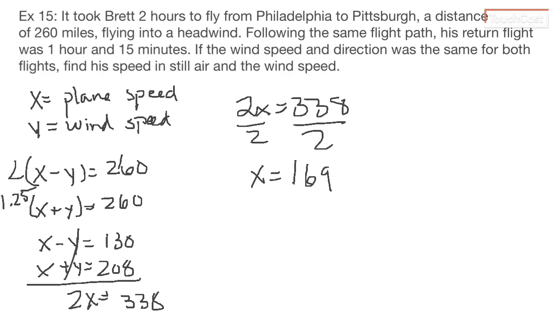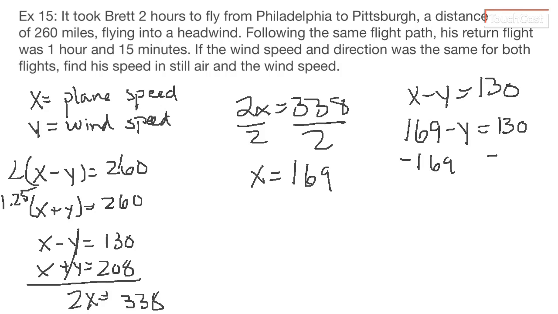So, I'm going to say, we know x minus y has to equal 130. We know x is 169. If we subtract y from that, that has to equal 130. So if we subtract by 169, we're going to get negative y equals negative 39, which means positive y equals positive 39.